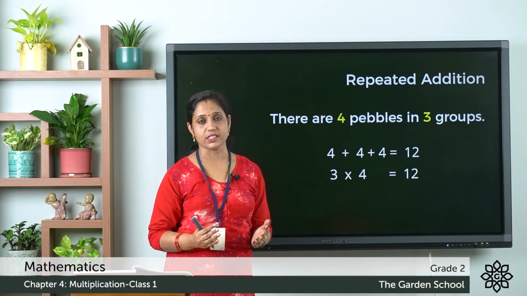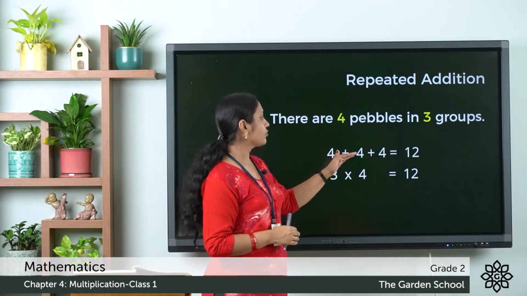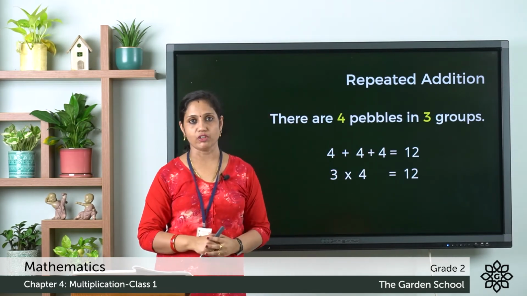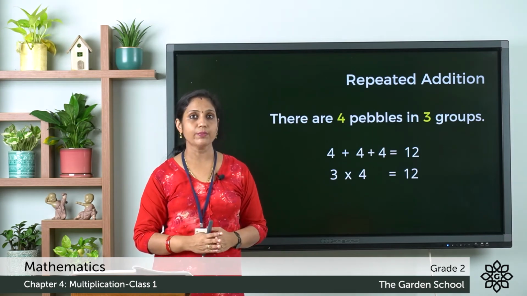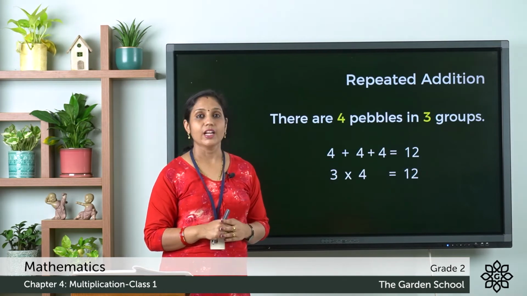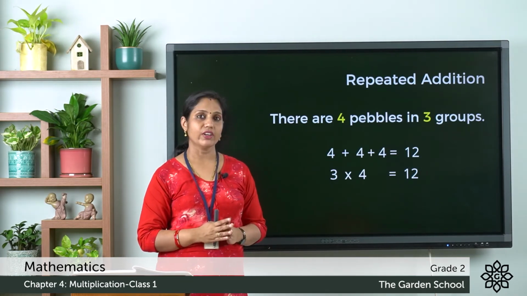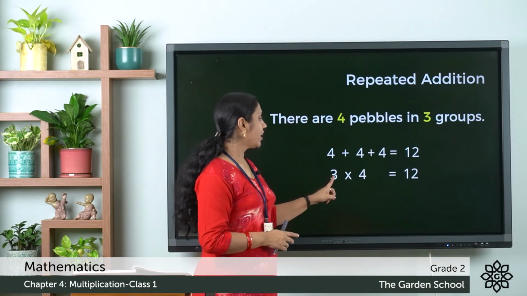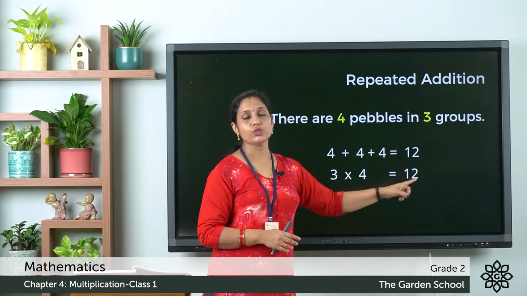Now how can we write this repeated addition, 4 plus 4 plus 4, in the multiplication form? So how many groups are there? There are 3 groups. And which number is repeating? The number 4 is repeating. So how can we write it? We can write it as 3 into 4 is equal to 12.